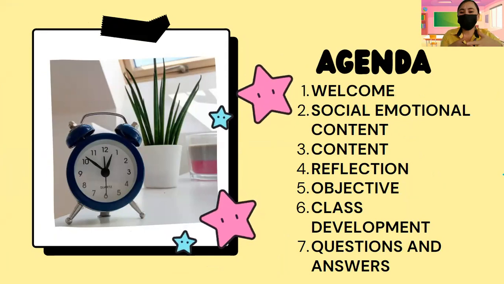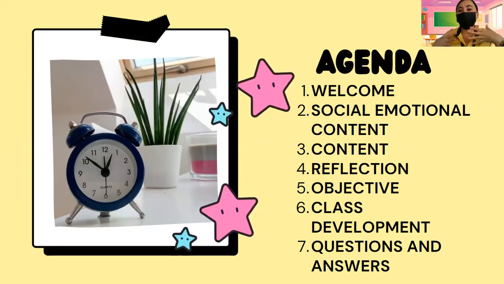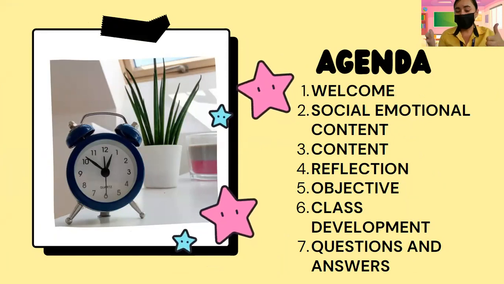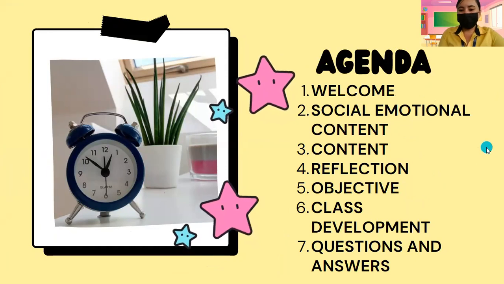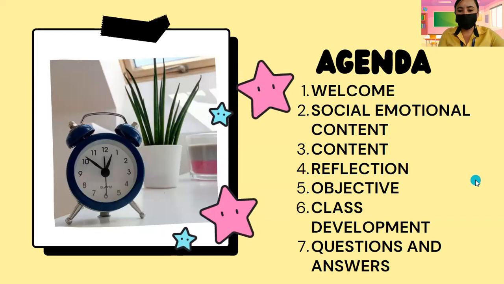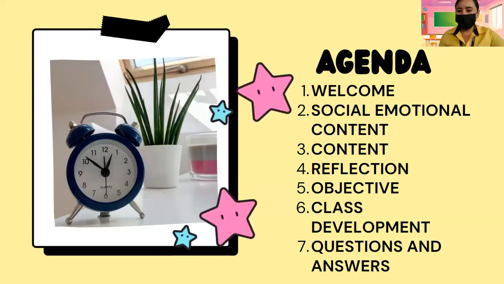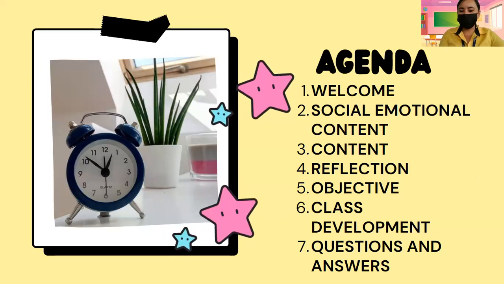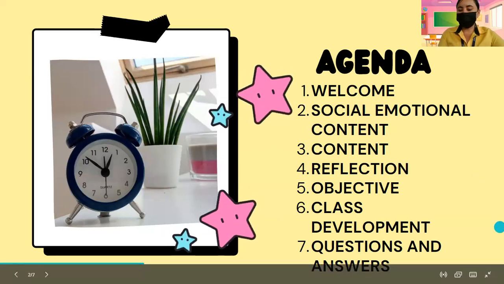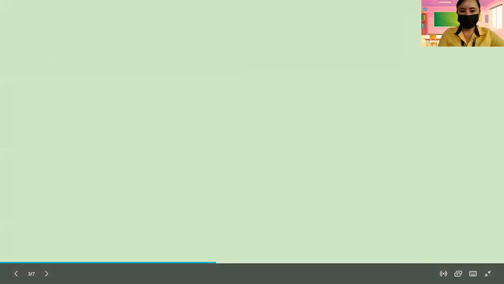Then we have number 2, the social emotional content. For the social emotional content, we're gonna play a game, a short game in which you're gonna participate. 3, the content for this class, the reflection, the objective, class development. To our class development, I need your participation too. And at last, questions and answers.